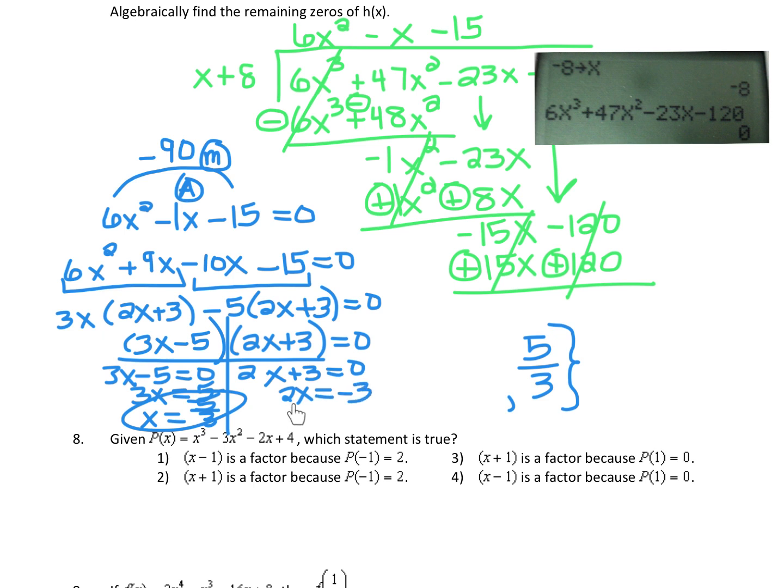And then to get rid of this 2, I have to divide both sides by 2. So when I do, on the left, I'll be left with x. And over here, negative 3 divided by 2 is just negative 3 over 2. Which again, is kind of smushed in there, hard to see, so I'm going to rewrite it over here as negative 3 over 2. Okay, and those are the remaining zeros. So we know that negative 8 was one of our zeros, and these are the 2 that remain.